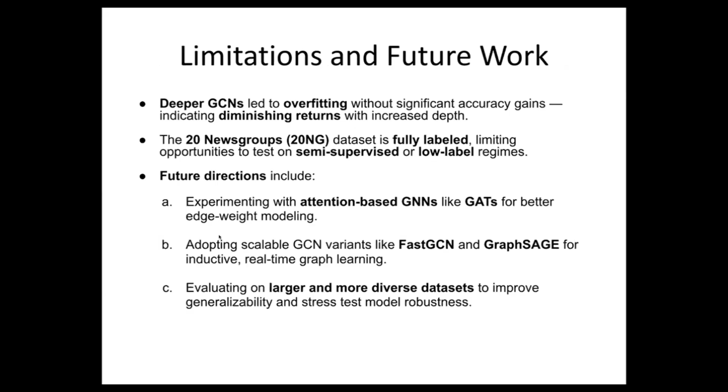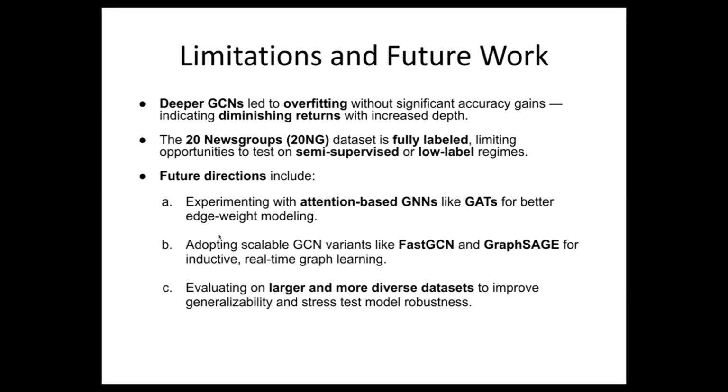Now let's look at the limitations of the current work and what we can do better in future iterations. First, we observed that adding deeper GCN layers led to overfitting. The model complexity increased, but without any meaningful gain in performance. So for our task, we found a two-layer GCN to be optimal. Second, the 20 newsgroups dataset we worked on is fully labeled. While it's a good benchmark, it limits us from evaluating our model's performance in a semi-supervised or low-resource setting, which is a little more realistic in many applications.